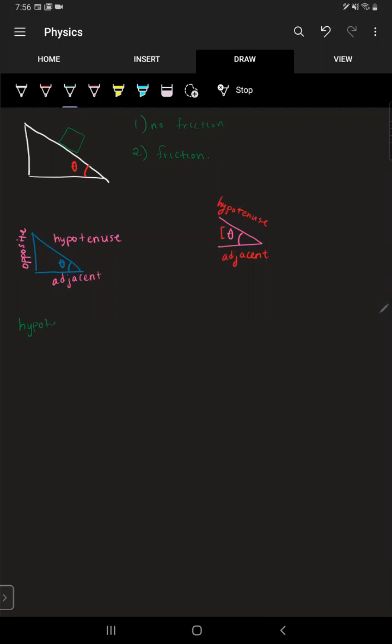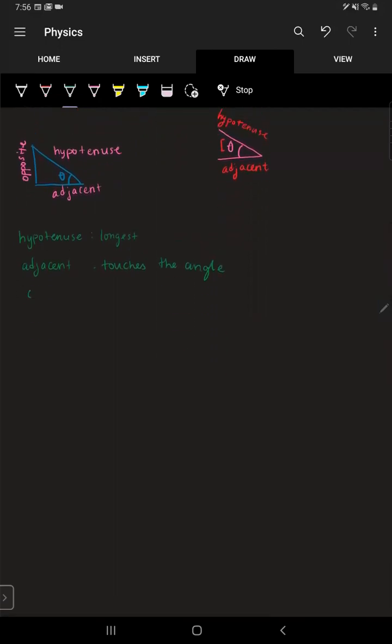Hypotenuse is just the longest. Adjacent touches the angle. And opposite does not touch the angle. So we have that. Now, why do we use sine, cosine, and tangent?